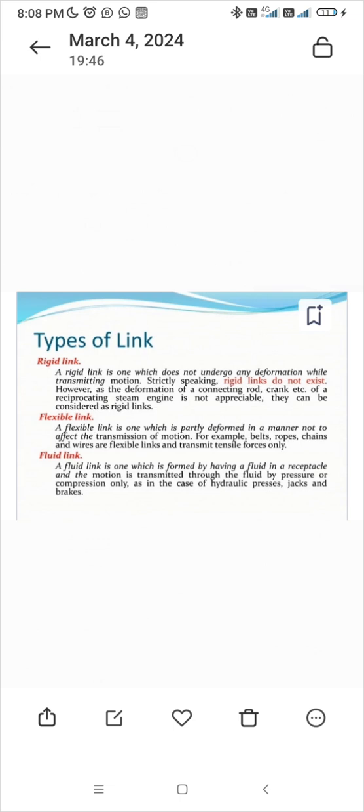And another one is the fluid link. When motion is transmitted by means of a fluid, it is known as a fluid link. For example, hydraulic press, hydraulic jack, hydraulic cranes. So it acts as a link, that is, a fluid link.